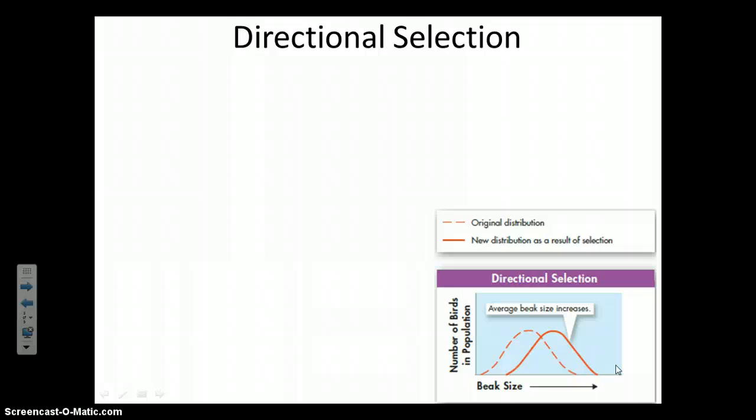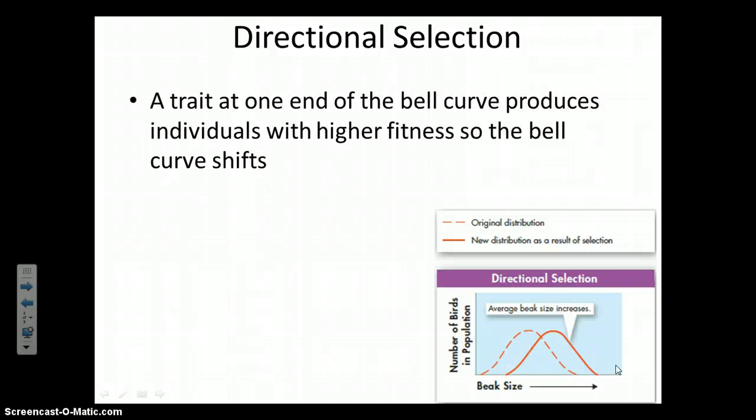The first example is directional selection. If we graph all of the phenotypes on a graph, it sort of forms a bell curve. Here we're looking at beak size. There are a few birds that have very small beaks, a few birds that have very large beaks, but most beaks are somewhere in the middle.